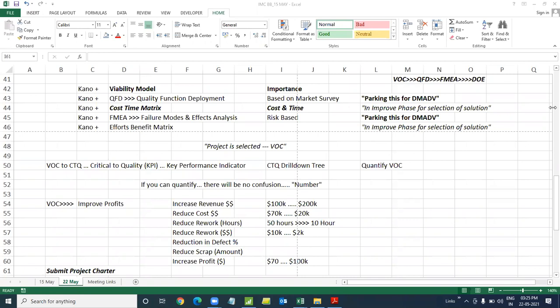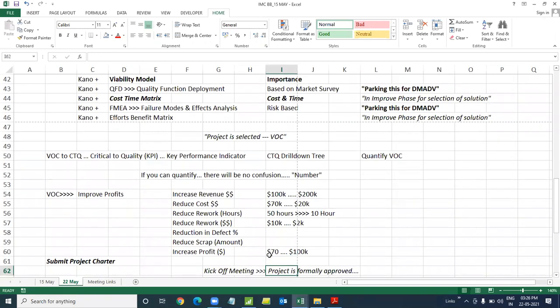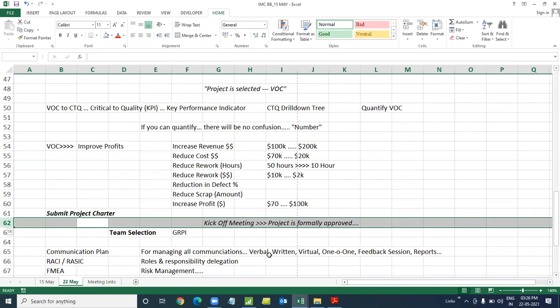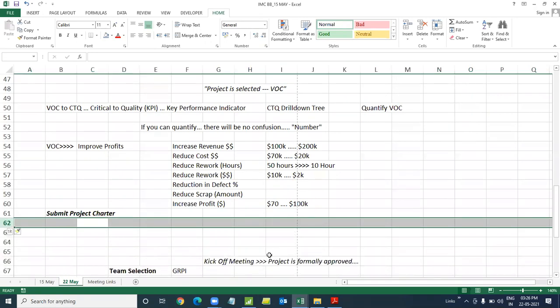So ultimately, we have got the project selected and identified, and I know how I will track my performance. The most critical part here is your project charter. Now, it's not related with Six Sigma as such. It is applicable in any project. Any project that you submit, you have to submit a project charter.